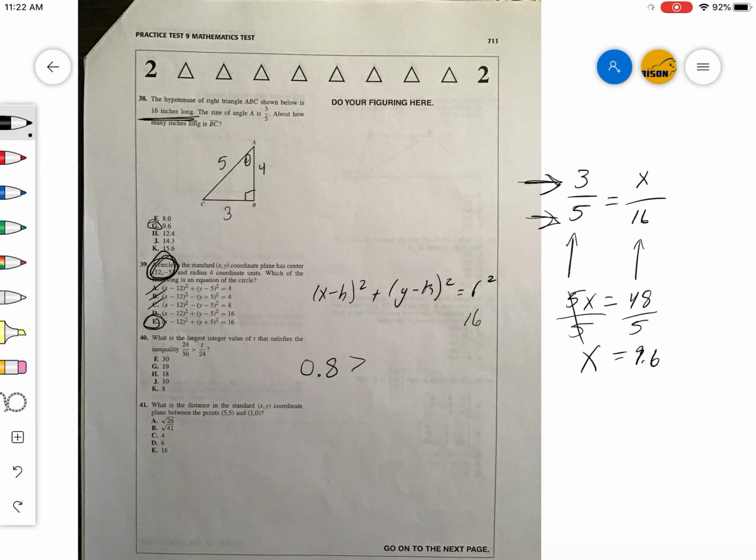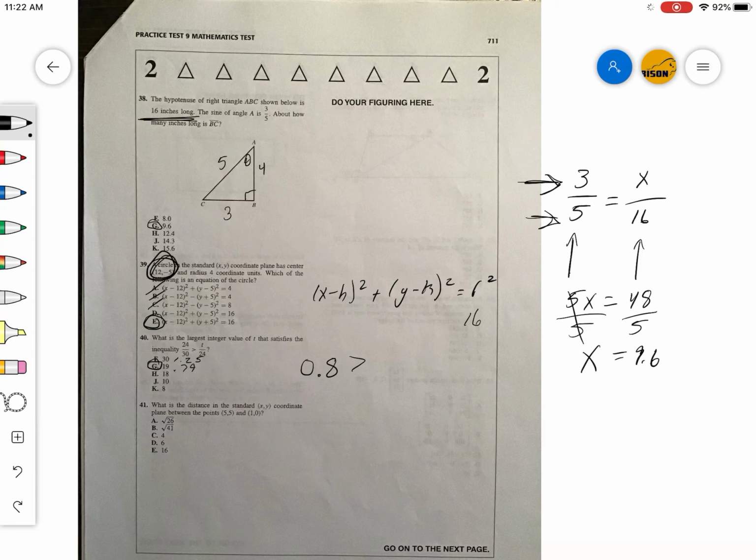All right, so 1.25 is certainly not smaller than 0.8. 19 divided by 24 gives me 0.79. Okay, that's definitely smaller than 0.8. And my question asks for what's the largest integer that will work. So 19 is our biggest option. So G is the correct answer on this one.